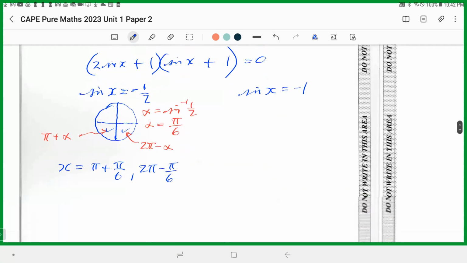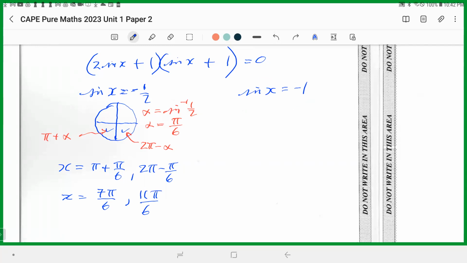Let's just write what they're equal to now. X equals, well, pi is the same as 6 over 6. 6 and 1 is 7. That becomes 7 pi by 6. And then this one, 2 is the same as 12 over 6. 12 minus 1 is 11. That's 11 pi by 6. Right? Those are two values. Then we'll come to this one now. I have to solve that as well.